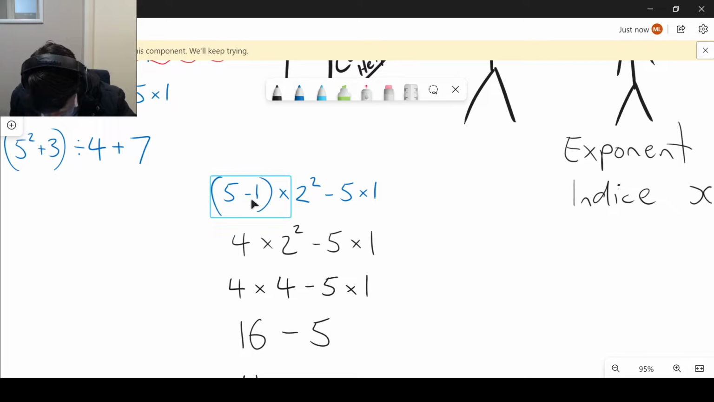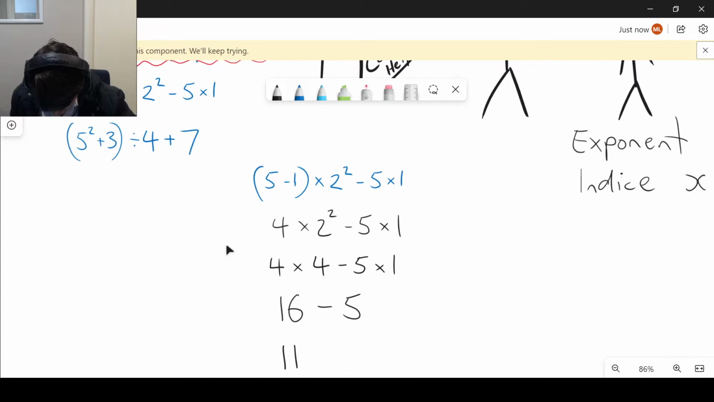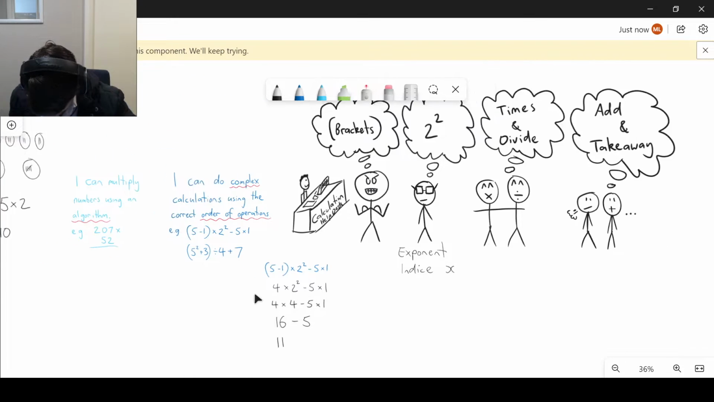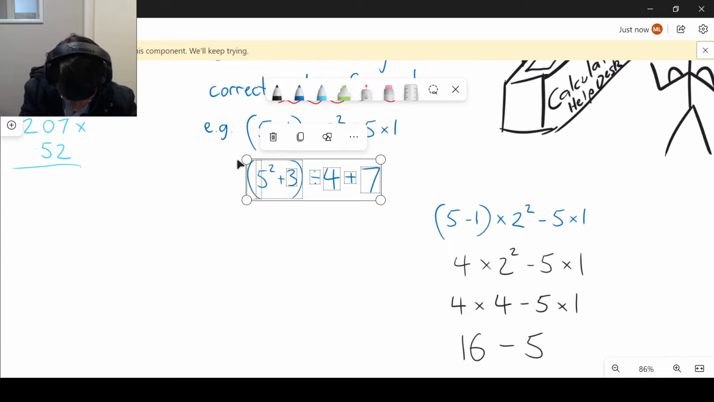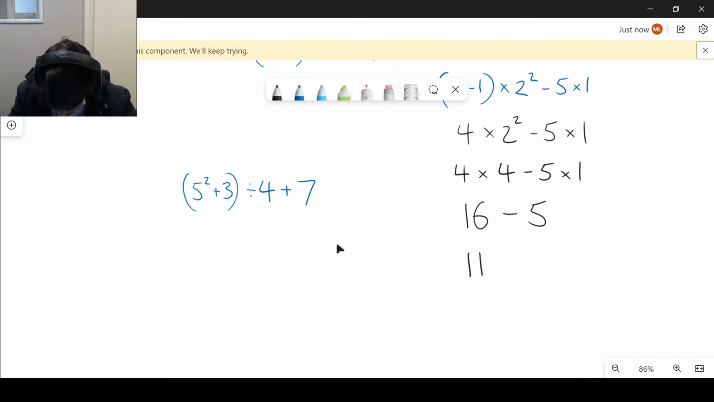So 5 take away 1 being times by 2 squared, take away 5 times 1 is 11. So that's a complex calculation. So those are the steps. So let's have a look at this one here, and we'll see if we can remember the steps.